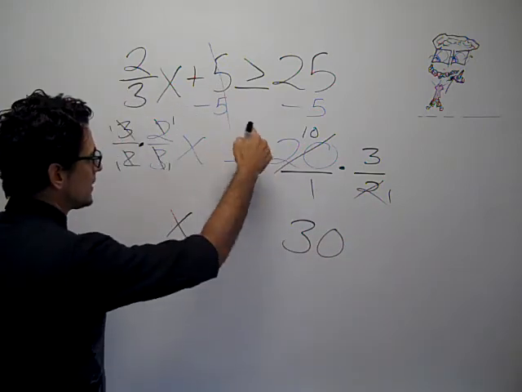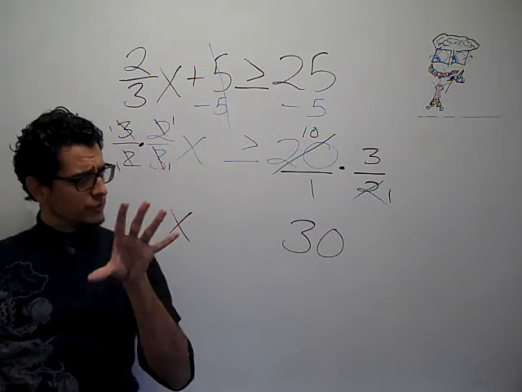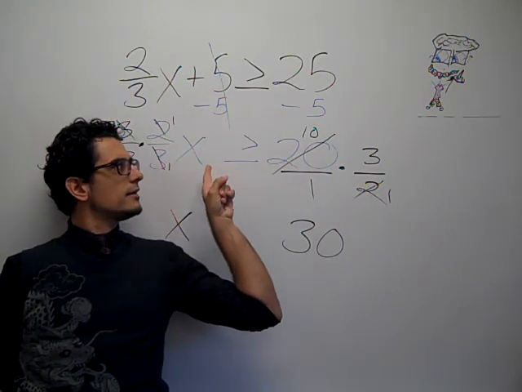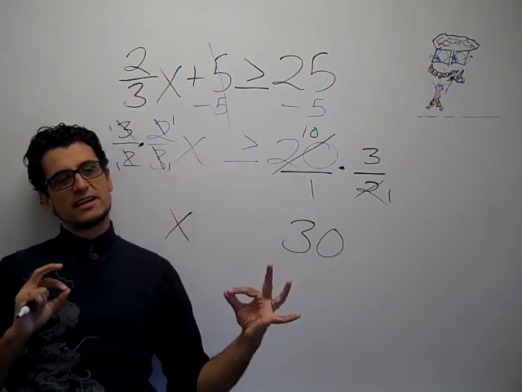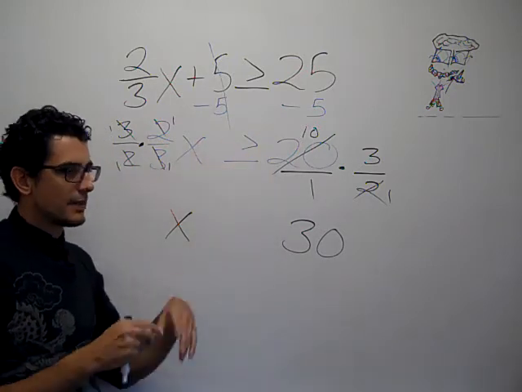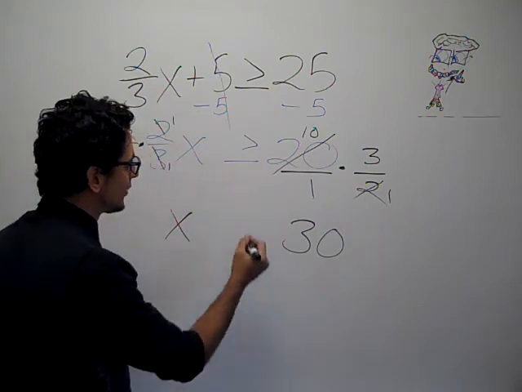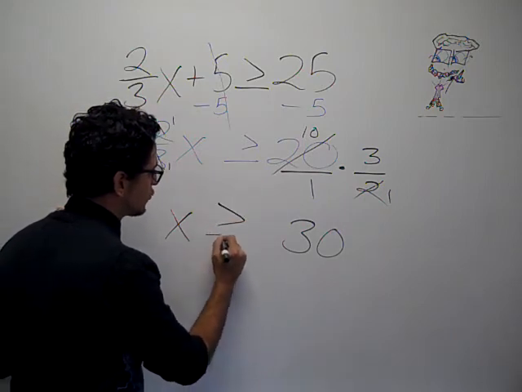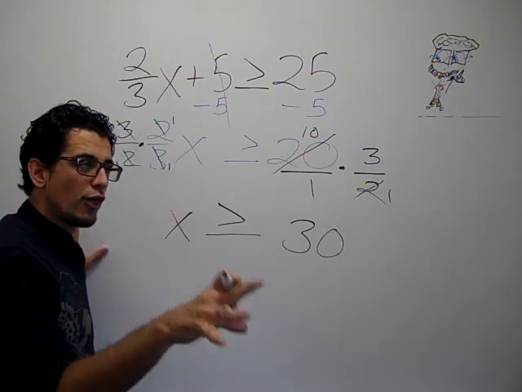Now, I want to fill this in. Let me ask you this question. Did the sign on the x change to a negative or positive? No, it did not, so the sign will still stay the same. In the next video, I'll explain that a little more. So, we have x is greater than or equal to 30.